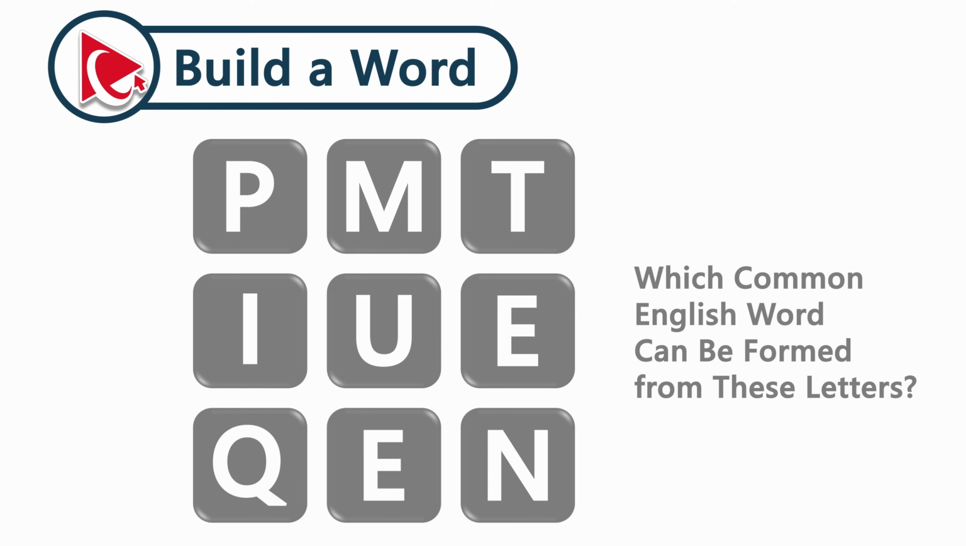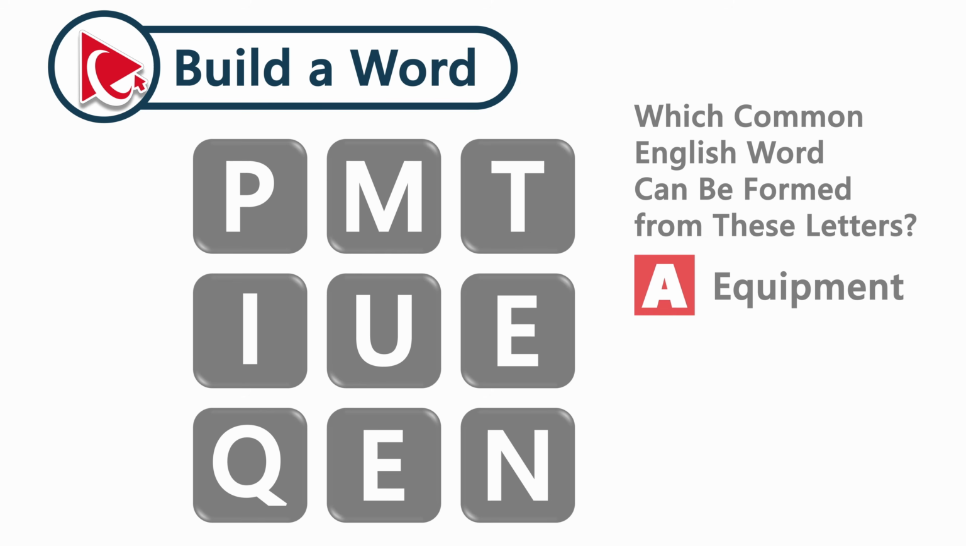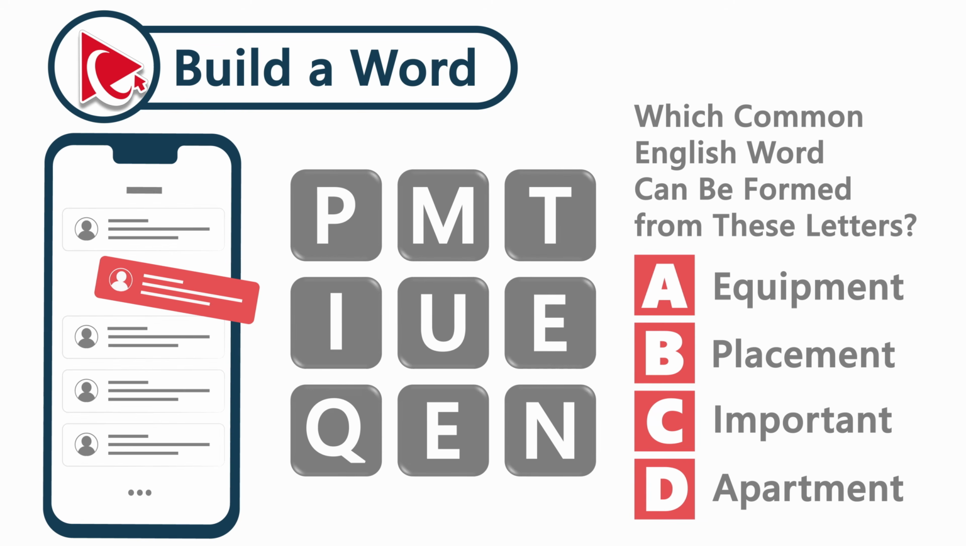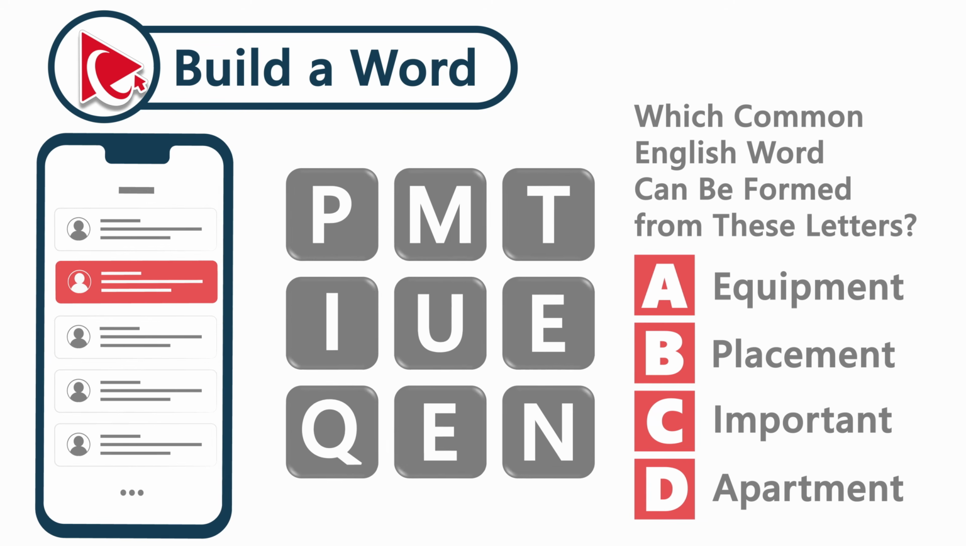And you have 4 choices to choose from. Choice A, equipment. Choice B, placement. Choice C, important. And choice D, apartment. Once you're certain with your answer, post it in comments, and I'll give you my feedback. Good luck with this intriguing challenge.